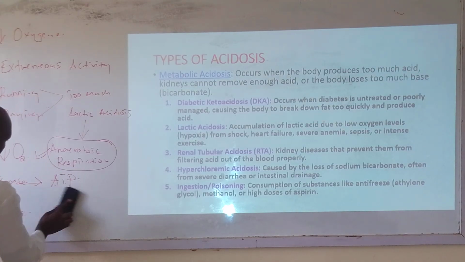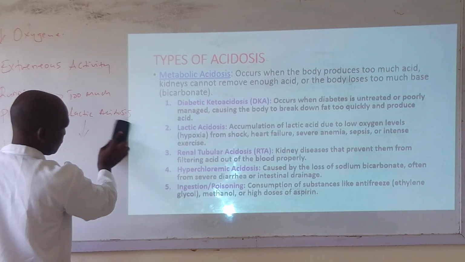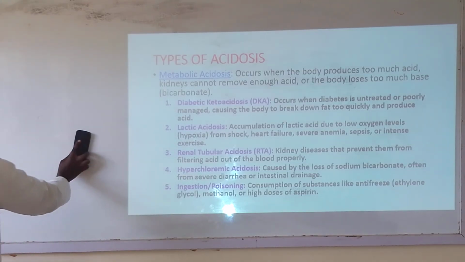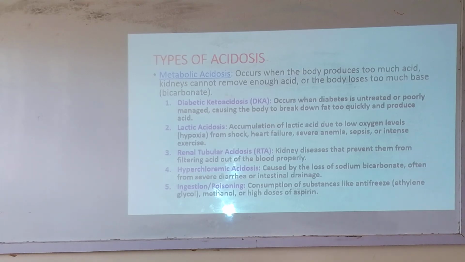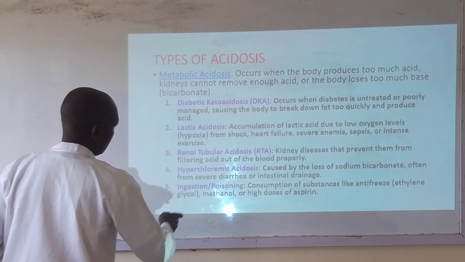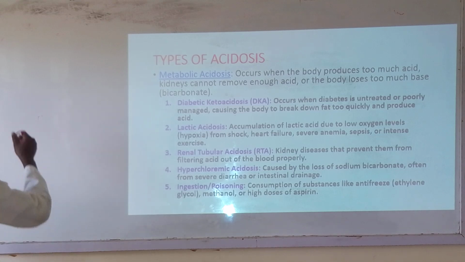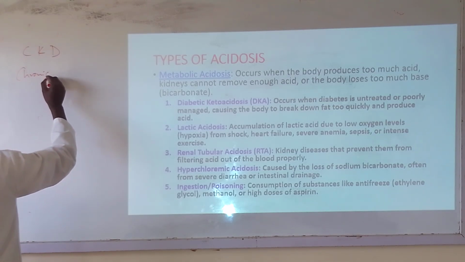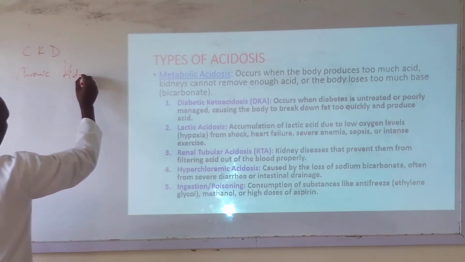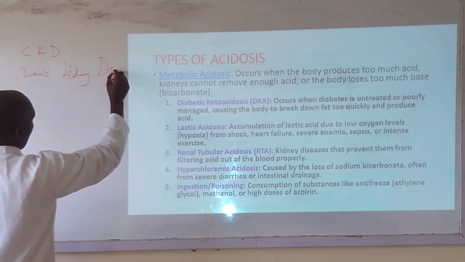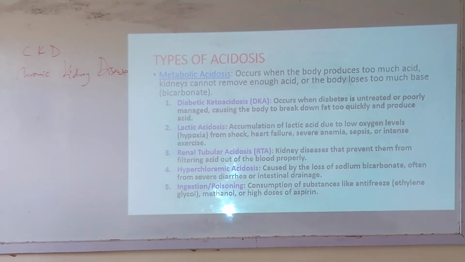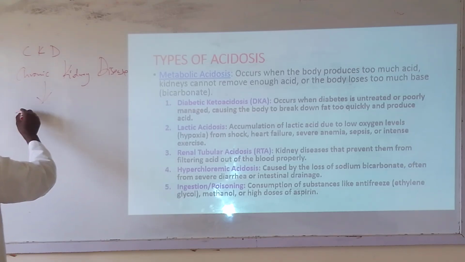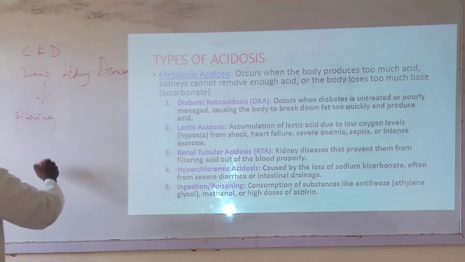Another example of metabolic acidosis is renal tubular acidosis. This one is the issue to do with the kidneys. So when the kidneys fail, there's something called CKD, which is just chronic kidney disease. In chronic kidney disease, there will be a problem with filtering of acid.